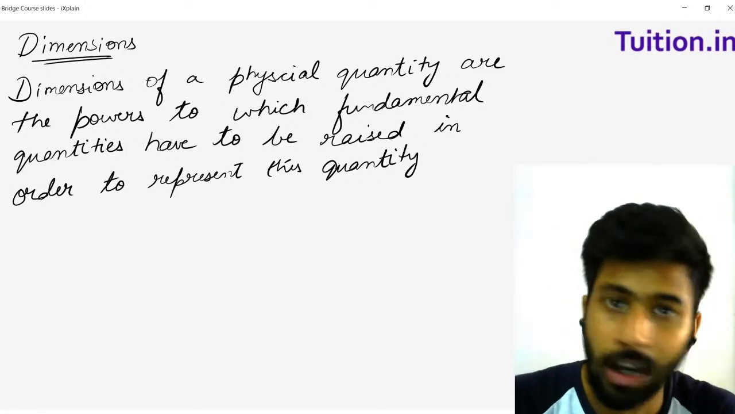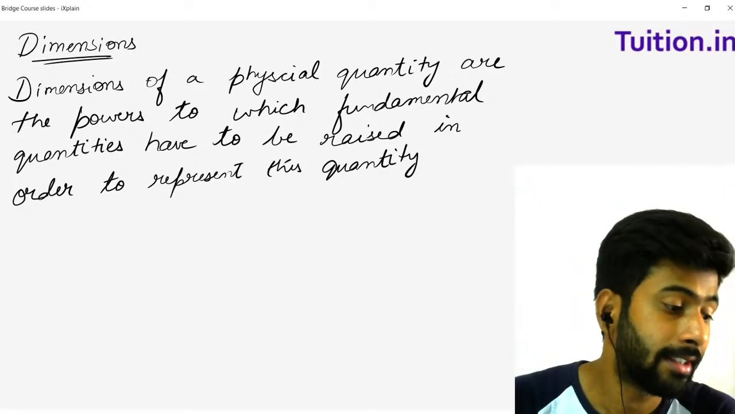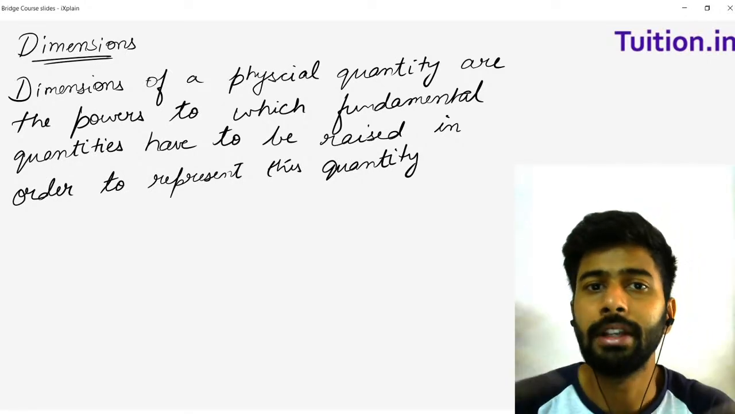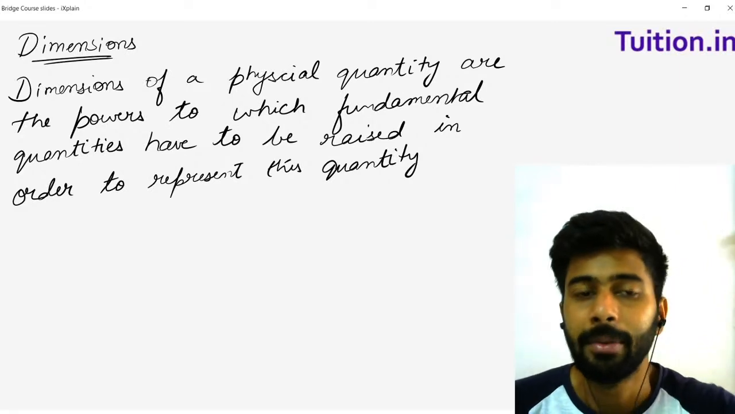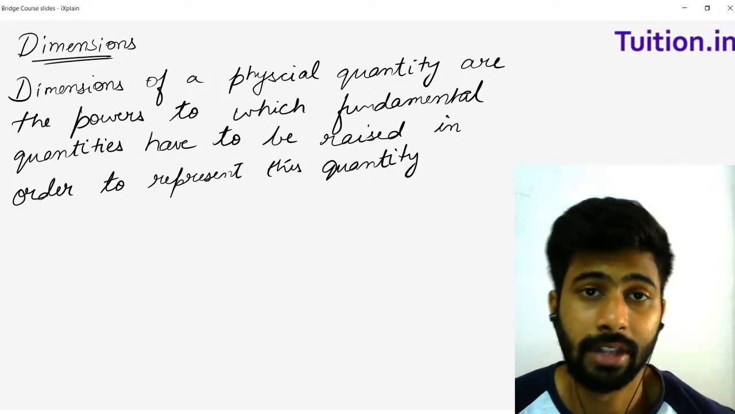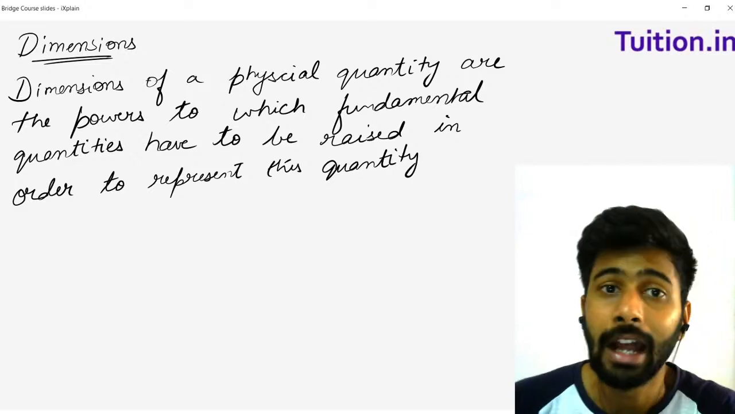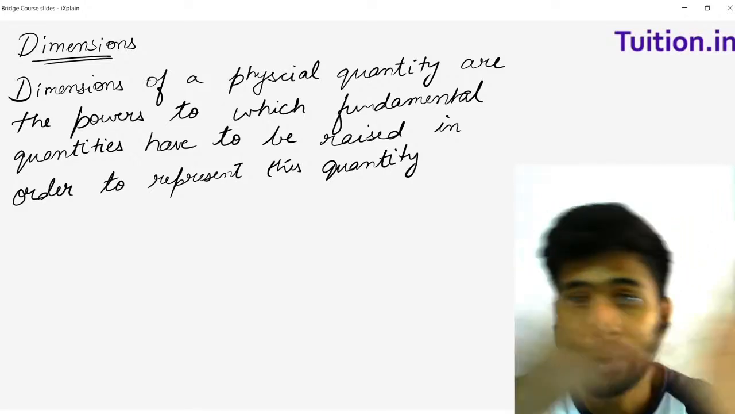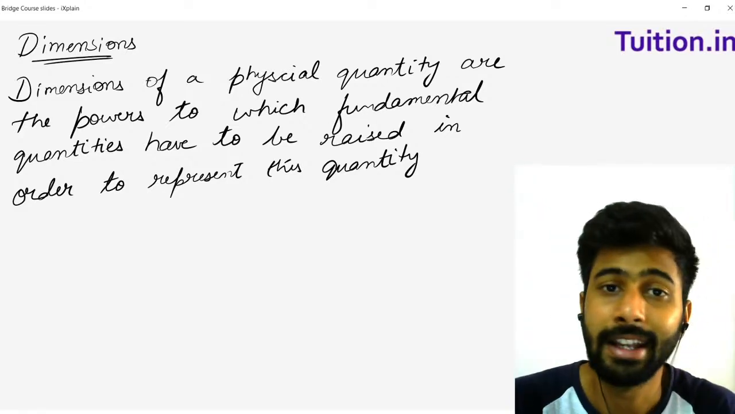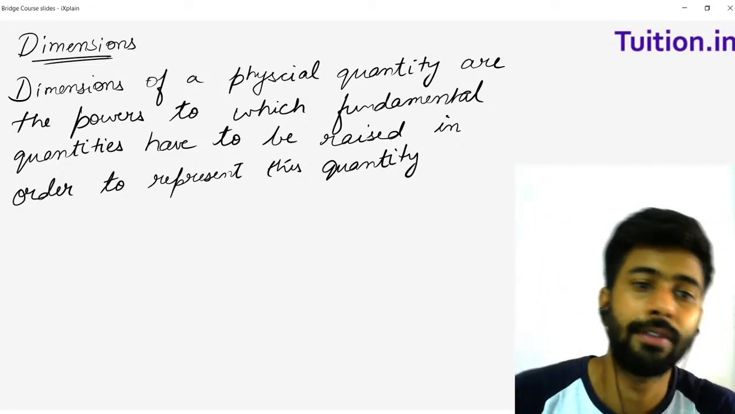I also asked you a question, how many physical quantities are possible? And what we saw is there can be countless physical quantities, because you have a huge number of combinations, right? When you have 7 physical quantities to choose from, and you can choose any quantity any number of times and multiply or divide them, it wouldn't be wrong to say there are infinite physical quantities possible. So what does dimensions of a physical quantity mean?